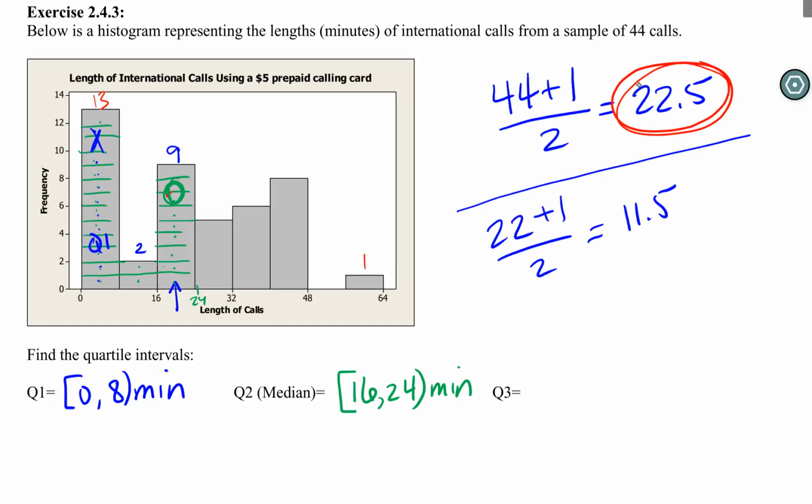So finding Q3, we're going to have to do the same kind of thing. Here's 8, 6, and 5. Except we're moving from the high end over. So 1 isn't enough. Another 8 means that we've gotten the 9 longest calls. And we need the 11th and 12th, right? So not enough. So Q3 has to be here because that would take us to the 15th. So between the 10th and 15th are going to end up there, between 32 and 40 minutes.